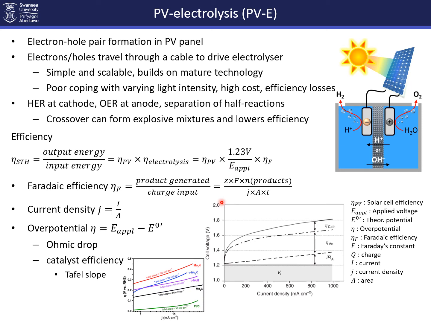So for example, if you have a lot of crossover and you have a lot of oxygen reduction happening, those electrons aren't used to make hydrogen. They are used to make water, which doesn't count for your products. So your Faradaic efficiency will go down.